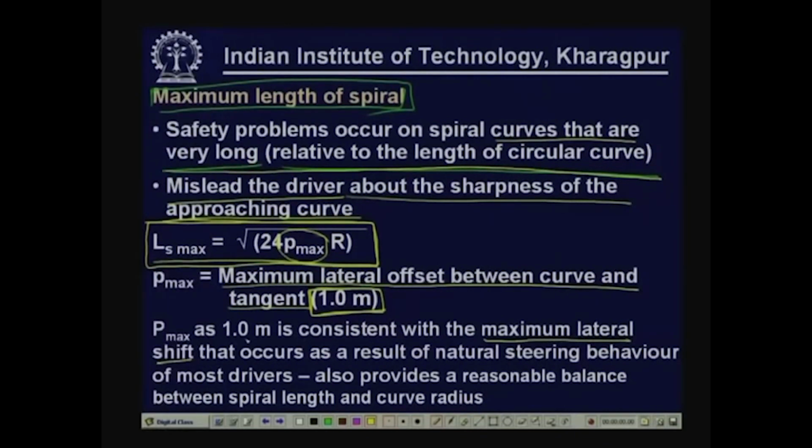Here also, P max as 1 meter is consistent with the maximum lateral shift. In earlier cases, when we talked about LS minimum considering the lateral shift, the recommended value of P minimum was based on the minimum lateral shift that occurs. In this case, it is based on the maximum lateral shift that occurs as a result of the natural steering behavior of most drivers, and it also provides P max as 1.0 meter. It also provides a reasonable balance between the spiral length and curve radius. So, this equation will give us a maximum limit of the spiral length.